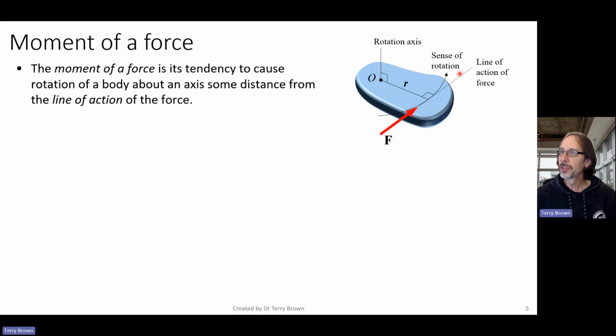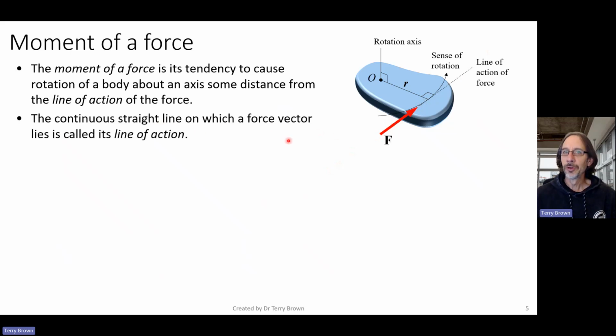So we have a force on its line of action, so it's important to understand the line of action of a force. We should know that a force is a sliding vector, so we can move it anywhere along its line of action. That continuous straight line on which a force vector lies is called its line of action, and the moment is calculated by r times F, or r cross F.